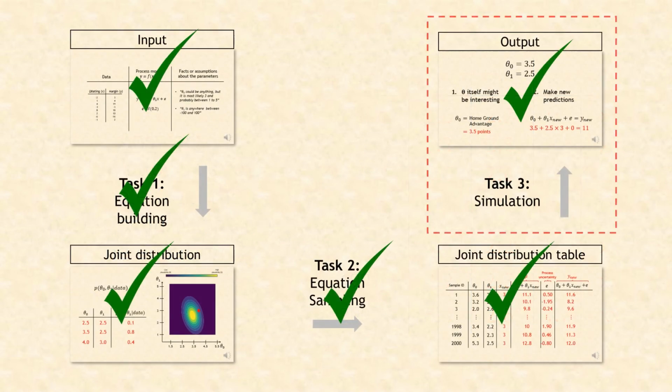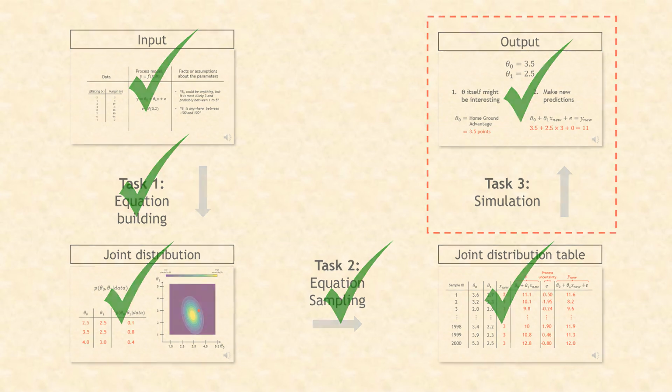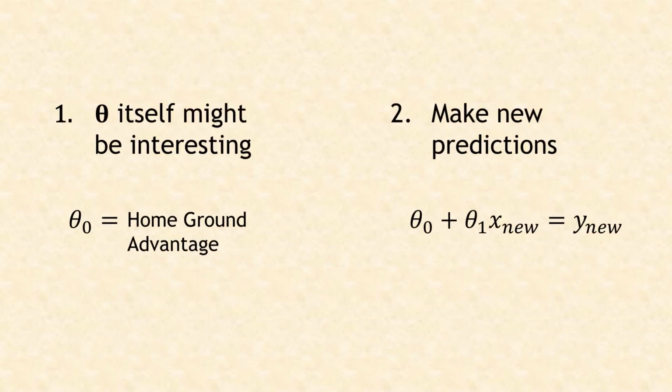Let's finally move on to the last and simplest step, which is to simulate the quantities of interest. In this section, we'll revisit the output to make sure the connection between the posterior table and the output is clear. Recall that the two main outputs of Bayesian analysis are understanding the parameters themselves and doing future prediction. We've already covered the understanding of the parameters, which is simply the marginal posterior distributions.